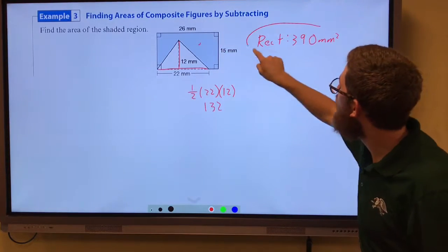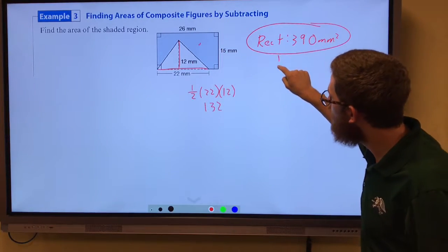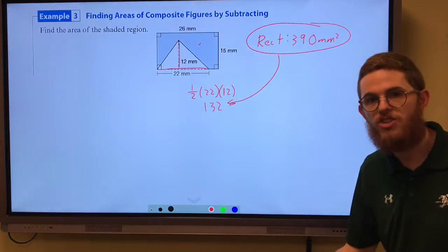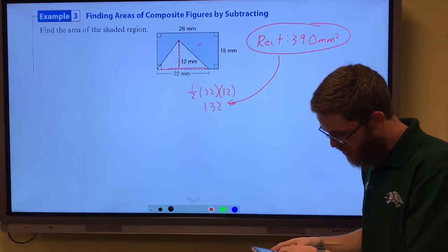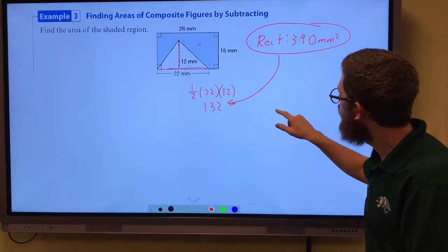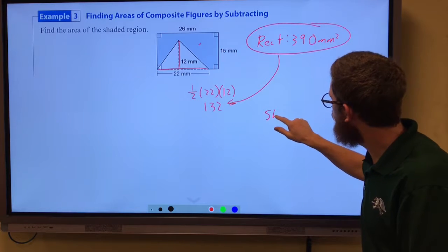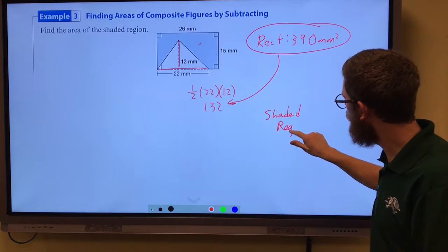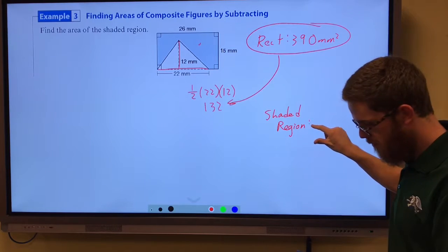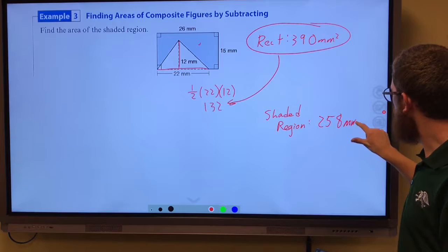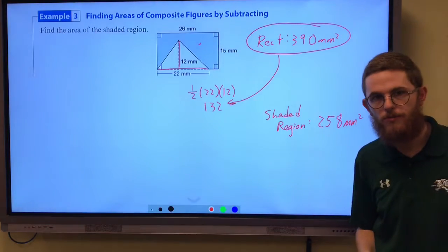We want to find the shaded region. Well, this is the area of the entire rectangle. We need to subtract that, and it'll give us what's left over, what's shaded. And when we do that, 390 minus 132, the shaded region, well, this is 258 square millimeters.